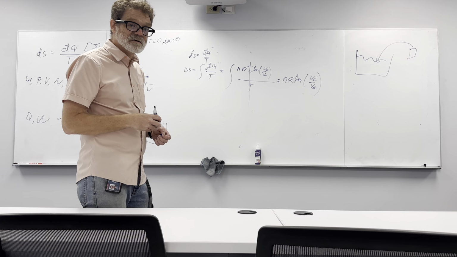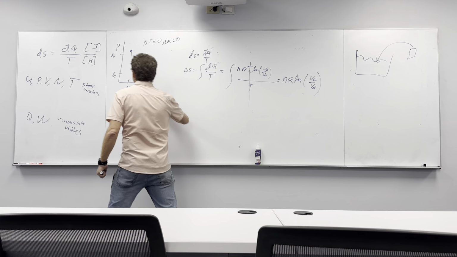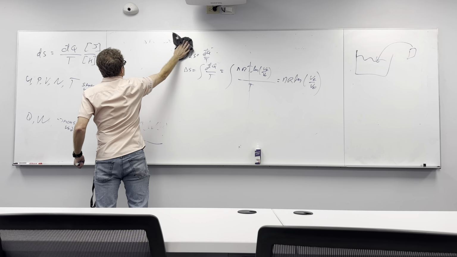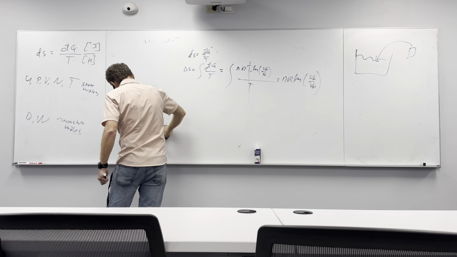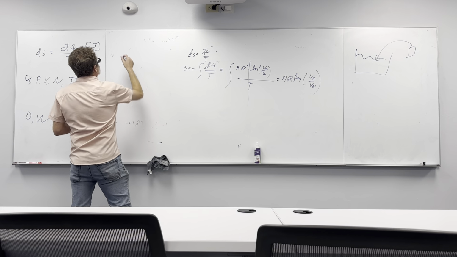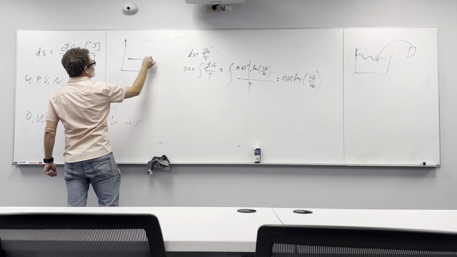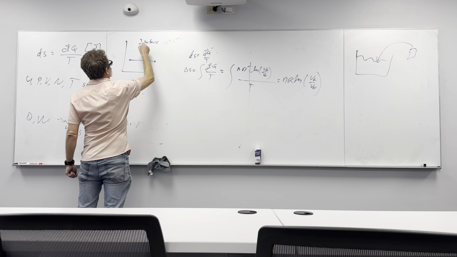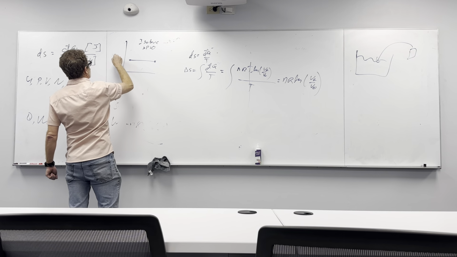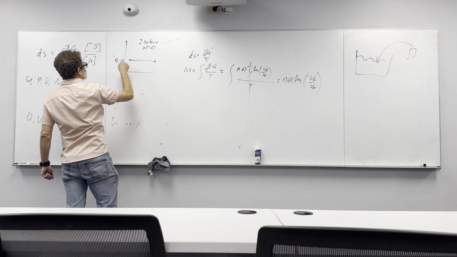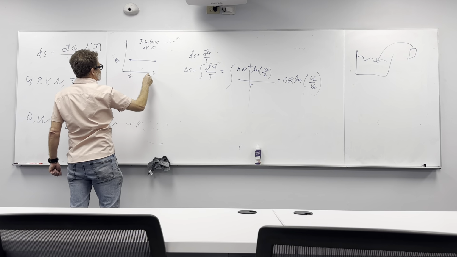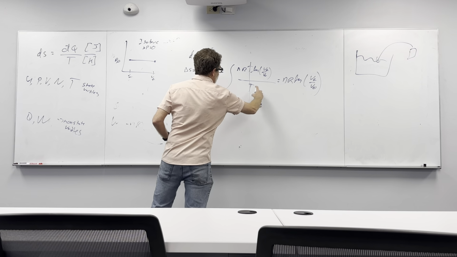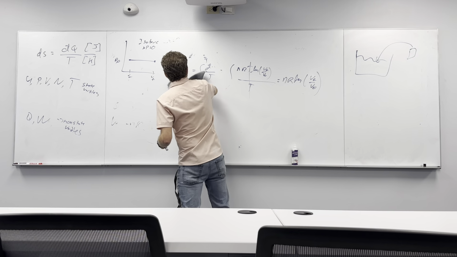Let's do another process. How about constant pressure? Isobaric. That means delta P is 0, right? So I've got a P naught that doesn't change, but I've got a V naught and a V final. Does that make sense to everybody? Okay, we're going to do the same thing. Let's calculate the change in entropy.